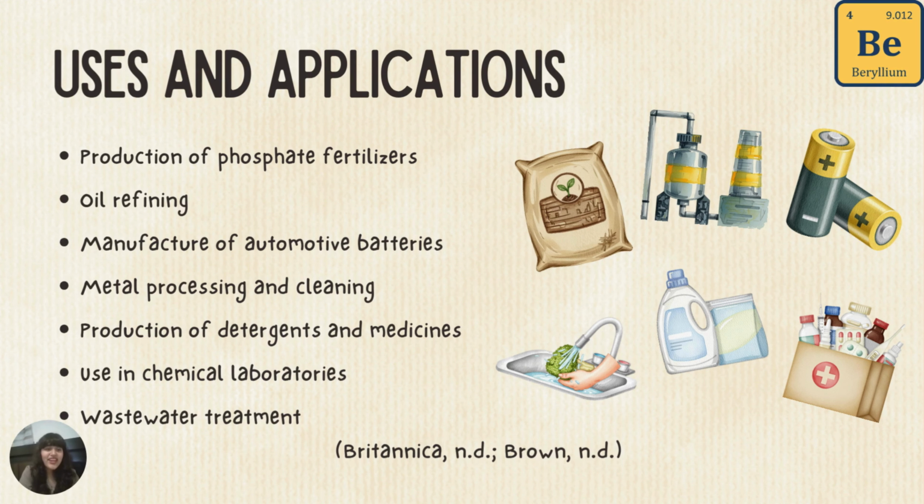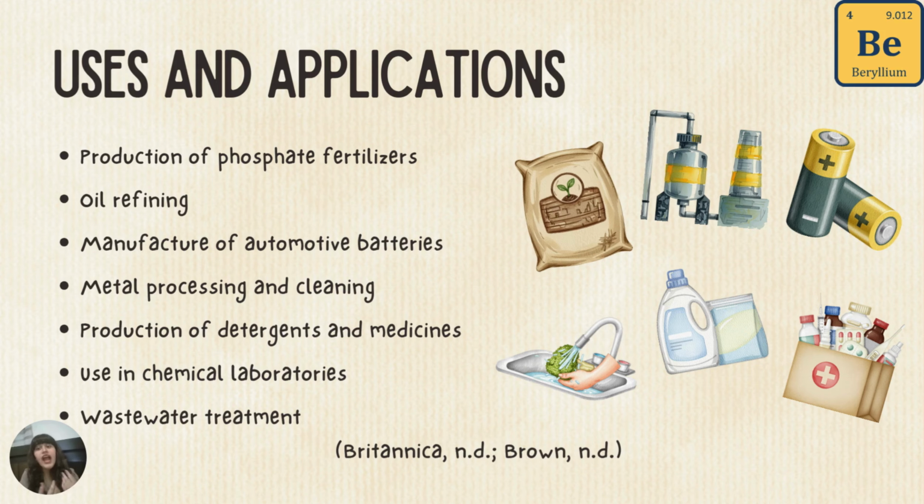Hi, my name is Daira, and today I will explain the uses and applications of sulfuric acid, also known as H2SO4. I will explain why sulfuric acid is considered one of the most important industrial chemicals in the world and how it is used in different areas such as agriculture, petroleum refining, batteries, metal processing, laboratories, and wastewater treatment.